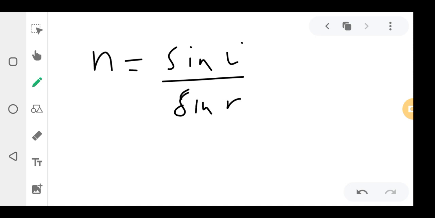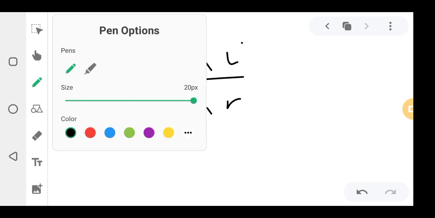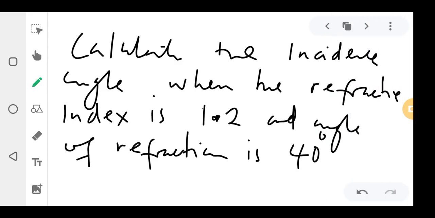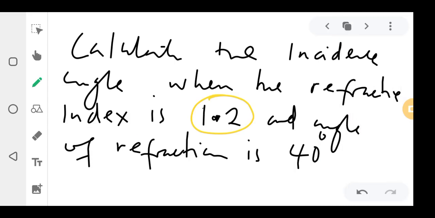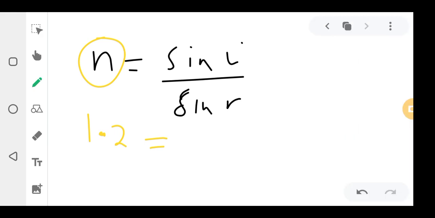Meaning such questions you use the formula. So you first write this formula. Refractive index is sine of angle of incidence over sine of angle of reflection, sine i over sine r. According to the question, the refractive index is 1.2. So on the refractive index you put 1.2, is equal to. They have also given you the angle of reflection, which is 40. So on r we put 40, and we're looking for the incidence, so we're looking for sine i. Then you make i the subject.